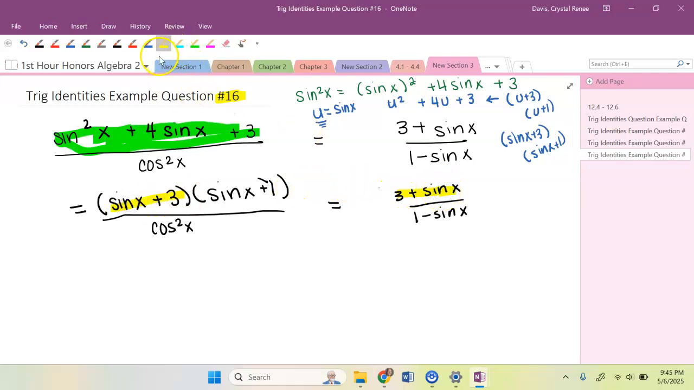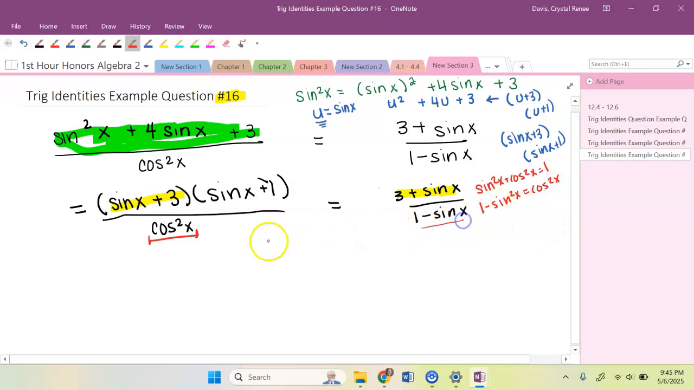Now, the denominators are always harder to change than the numerators, so I usually tackle the denominators first. Right now on the side we're changing, we have cosine squared x. We eventually want it to be 1 minus sine of x. I go back to my Pythagorean identity: sine squared x plus cosine squared x is equal to 1. I can rewrite this as 1 minus sine squared x equals cosine squared x. Notice 1 minus sine squared is closer to this.